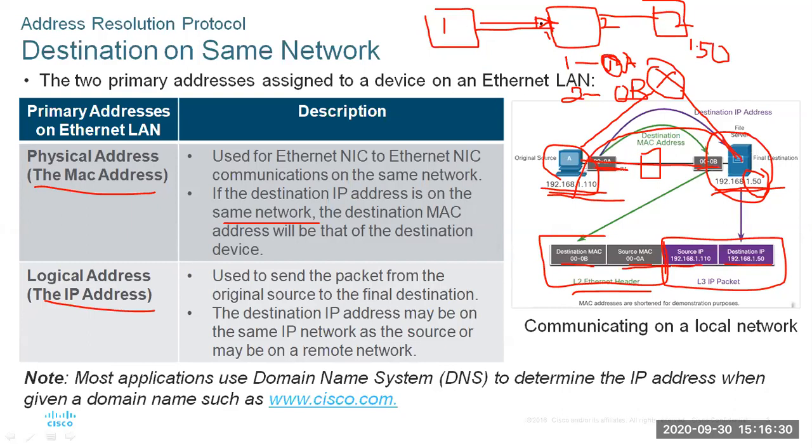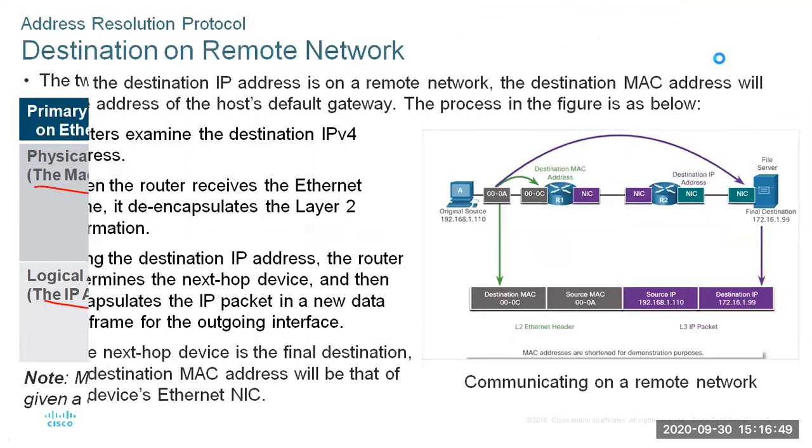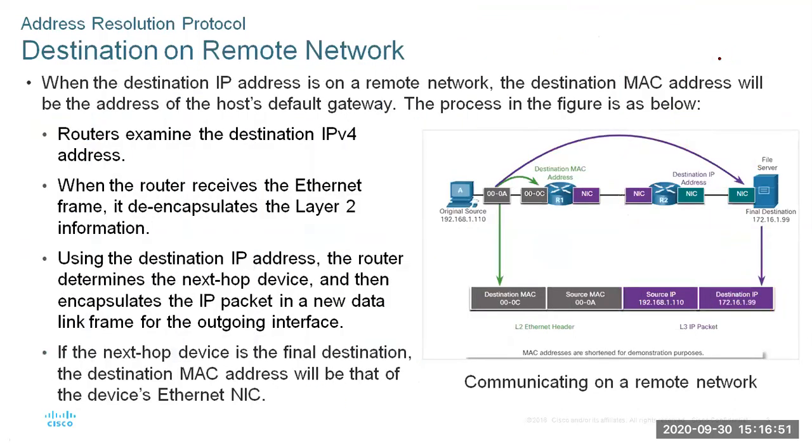So once it gets to this switch, it is looking for 1.50, but it does not know how to get to 1.50. Remember, 1.50 is on port 2, which is 0.2. Okay, but it doesn't know how to get to this 1.50. So we're going to find out. That is where address resolution protocol comes into play.